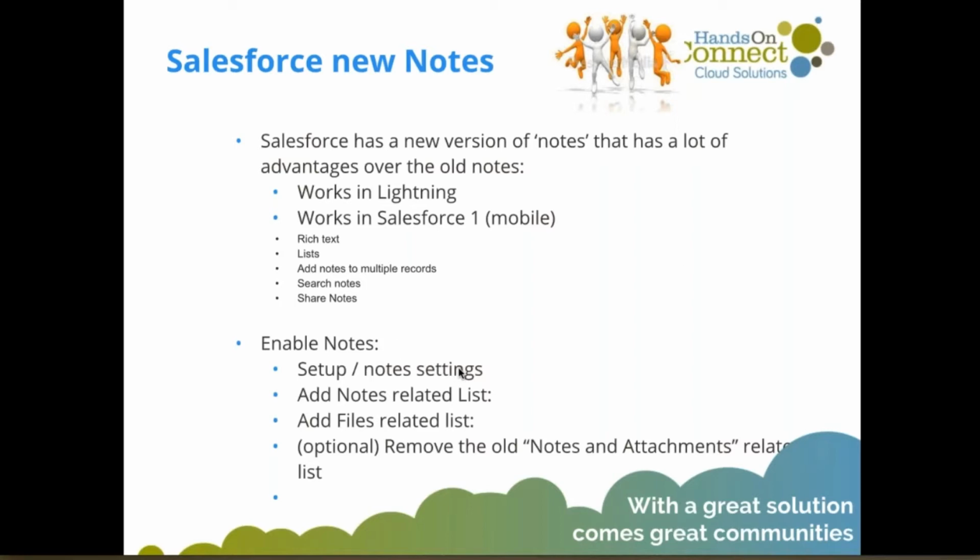So in order to use the new notes, you need to do a few things. You need to activate it in settings. You need to add a related list to the objects where you want to use those notes. And then, of course, you probably want to put the files related list as well. So let me show you very quickly how to do that.